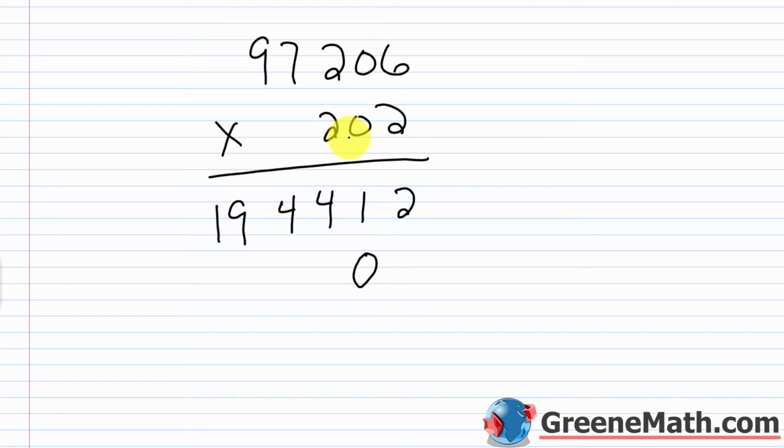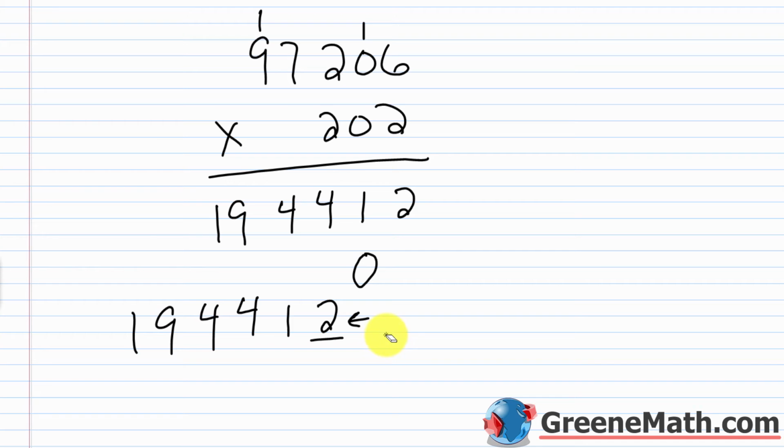Then we're going to the 2. 2's in the hundreds place, so I'm moving over one more time. My answer is going to start there. 2 times 6 is 12. 2 down, carry the 1. 2 times 0 is 0, plus 1 is 1. 2 times 2 is 4. 2 times 7 is 14. Put a 4 down, carry the 1. Then lastly, 2 times 9 is 18, plus 1 is 19.